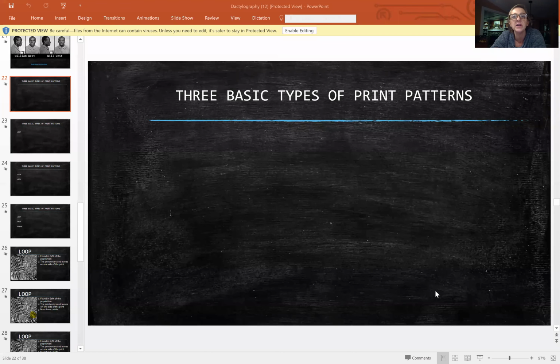Hi guys, we're back after spending 2 weeks on some fingerprinting. We're going to spend the next 2 weeks on more fingerprinting. So these 2 weeks, you're going to be taking a look more intently at the three different types of fingerprints that are out there. So the three types of print patterns.